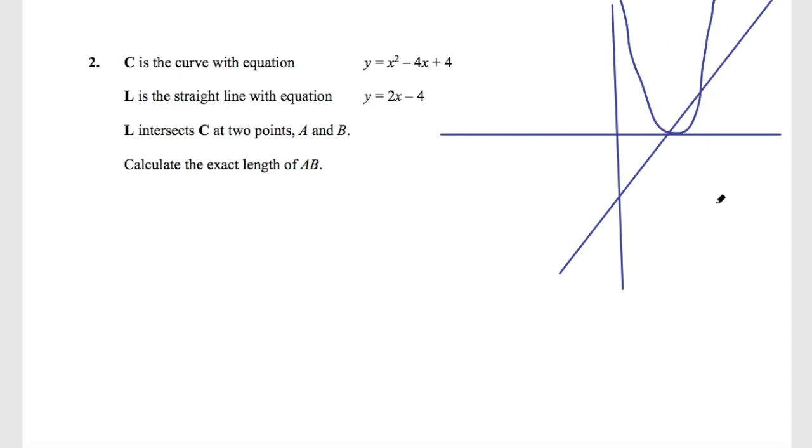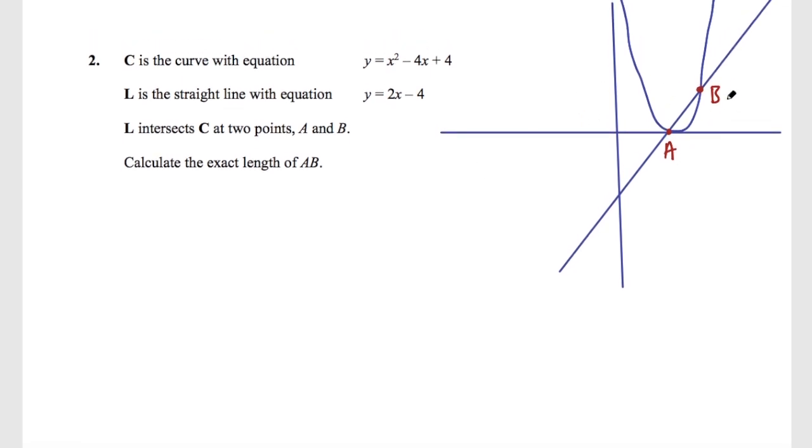Again, this might be completely wrong, but at least I kind of know what's happening, and then A might be here and then B might be here. So the line is cutting the curve at 2 points, and I need to find what those 2 points are in order to find the length of AB. So how can I find the points where the line cuts the curve?